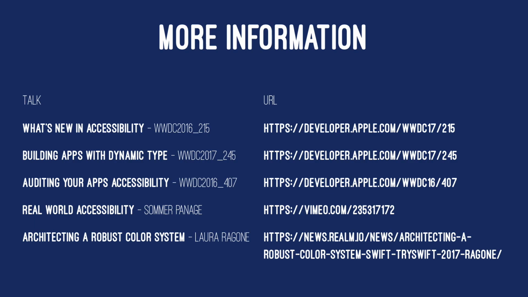And Architecting a Robust Color System, which talks about how you can add dynamically updating color themes to your app. And you can use the same idea for fonts and types. And she also talks about how to use color schemes to test for accessibility as well, as a properly normal-sighted person.